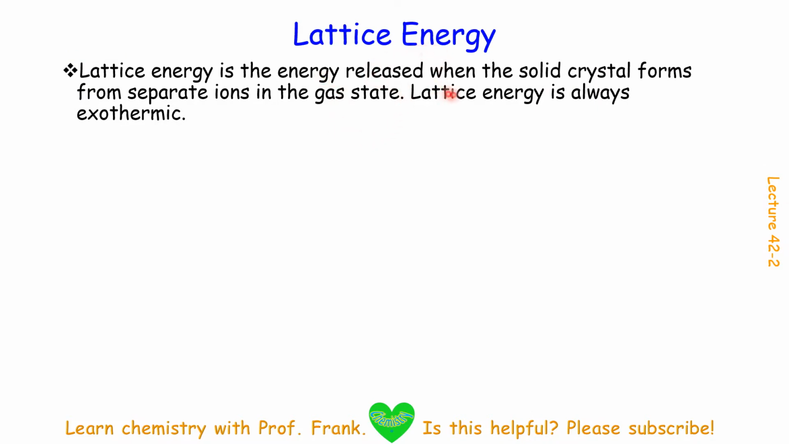Lattice energy is the energy released when solid crystals form from separate ions in the gas state. Lattice energy is always exothermic. A gaseous cation reacts with a gaseous anion and forms an ionic compound. Lattice energy is released during that process. Lattice energy is always exothermic with a negative value.